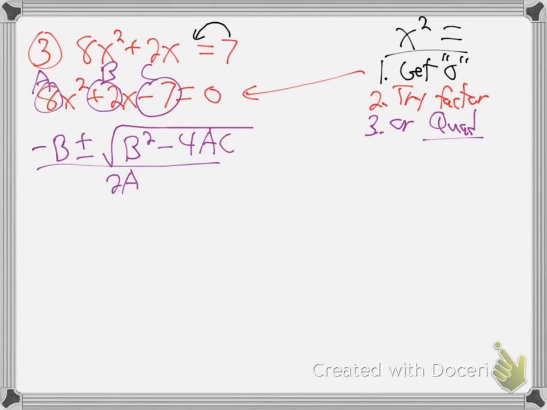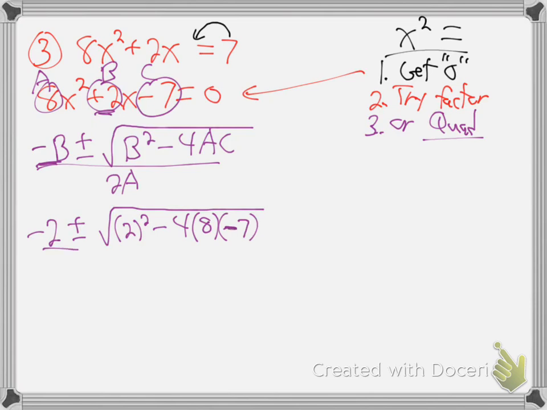All right, so here we go. So b is 2, so this is negative b, so negative 2 plus or minus the square root of b squared, 2 squared, minus 4 times a, which is 8, times c, which is negative 7, all over 2a, 2 times 8. All right, so what's that? That's negative 2 plus or minus the square root. Let's work this out.